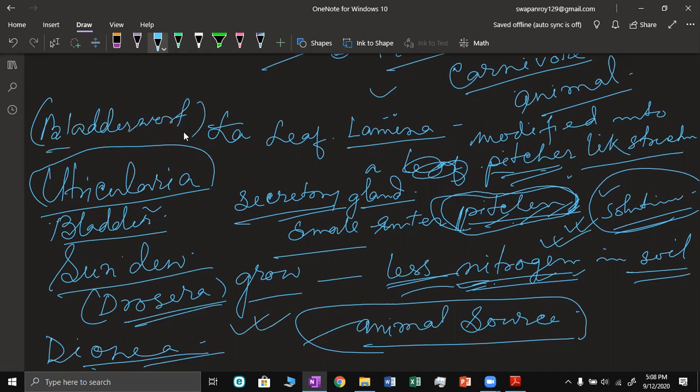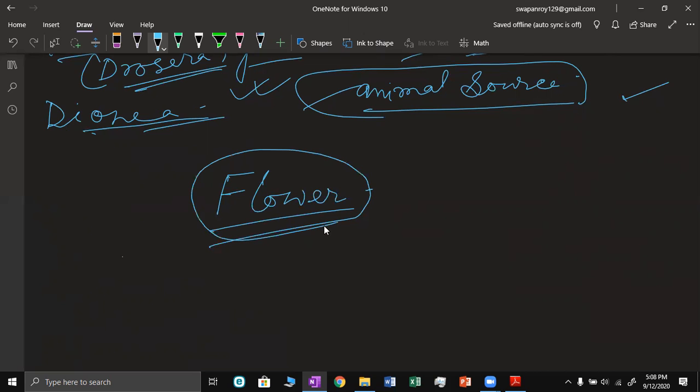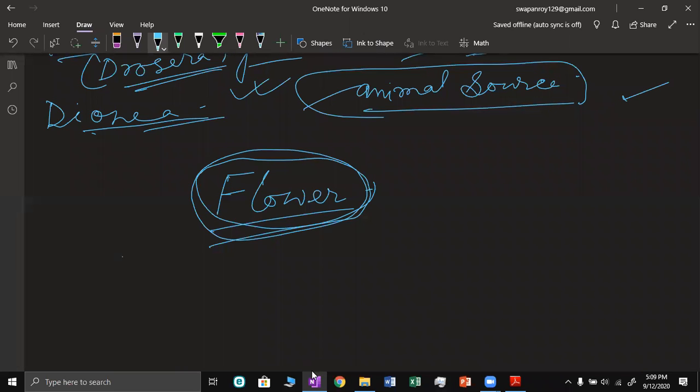So these are some of the modifications of the leaves, right? In the next class we will start with the flower. The next class will be on flowers, maybe next week or any day whenever it is. Okay, any question? And later on you can send a message or write.